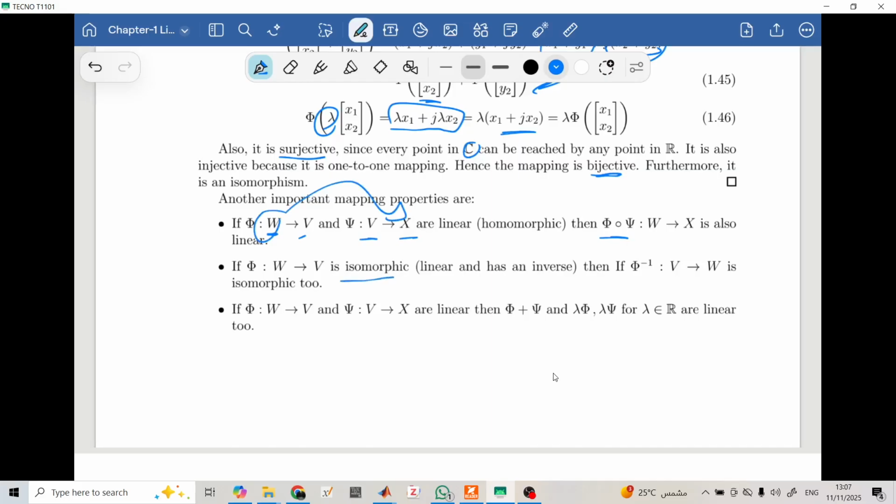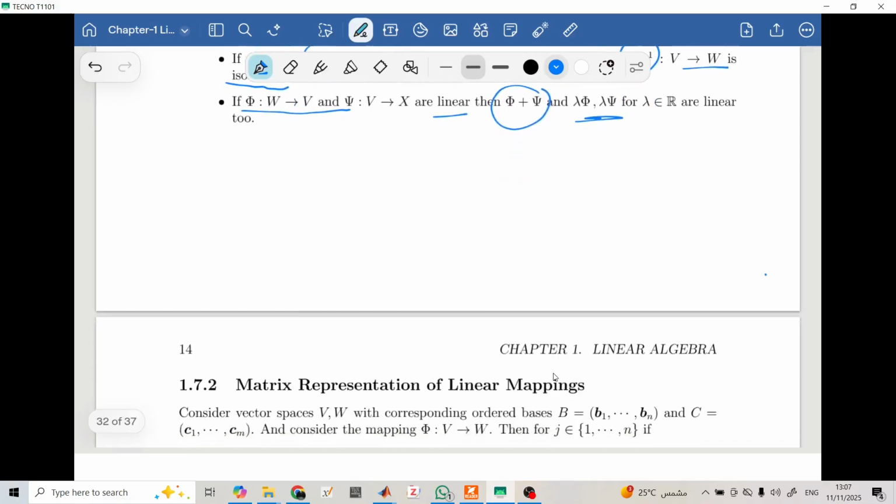Now if the mapping is isomorphic, linear and injective, we can define phi inverse that will take you from V back to W. And if phi is isomorphic, so is phi inverse. Now if both mappings are linear, then their addition and scalar multiplication are linear too. So those are simple, nice properties.